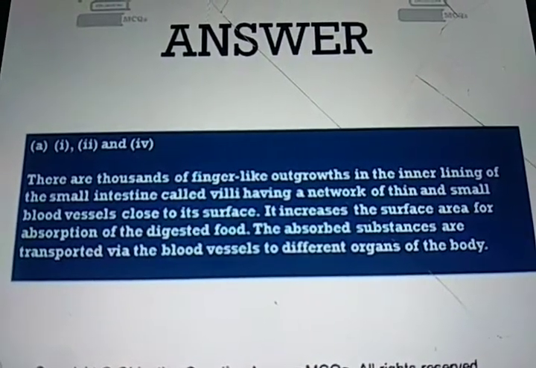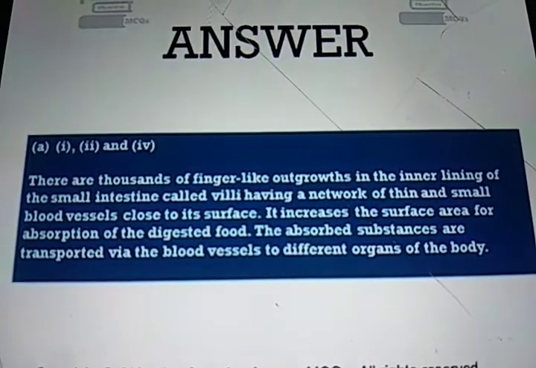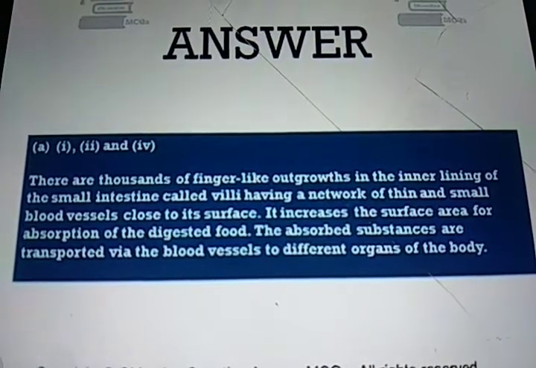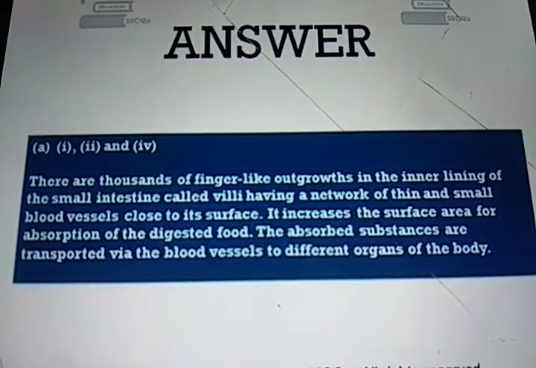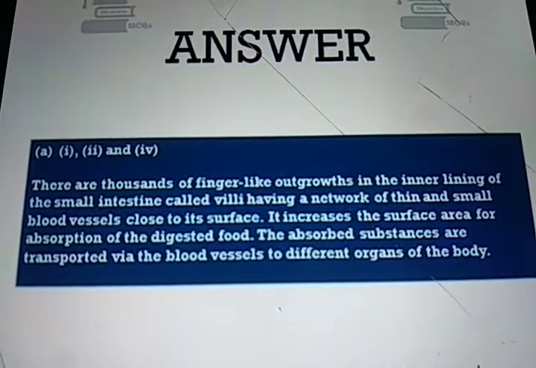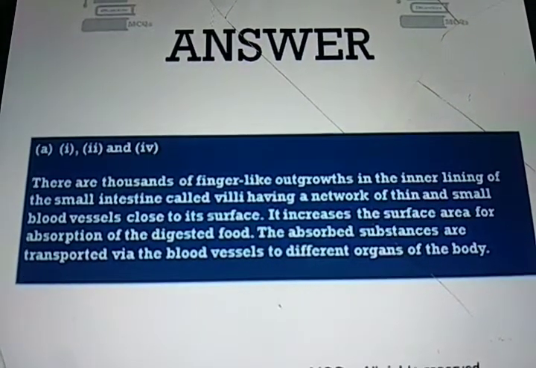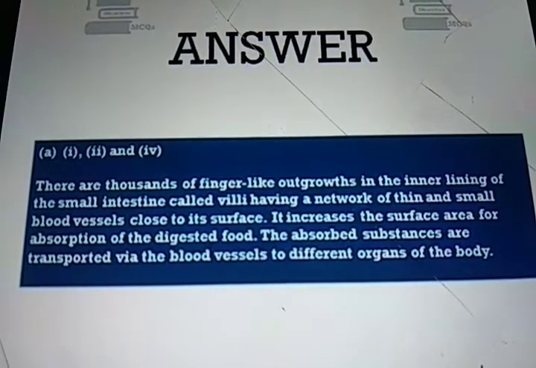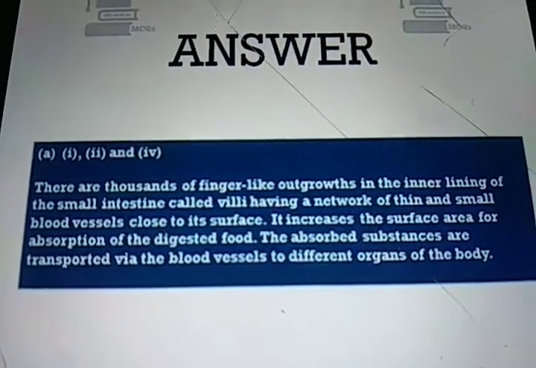So there are thousands of finger-like outgrowths in the inner lining of the small intestine called villi, having a network of thin and small blood vessels close to their surface. So it increases the surface area for the absorption of the digested food. The absorbed substances are transported via the blood vessels to different organs of the body.